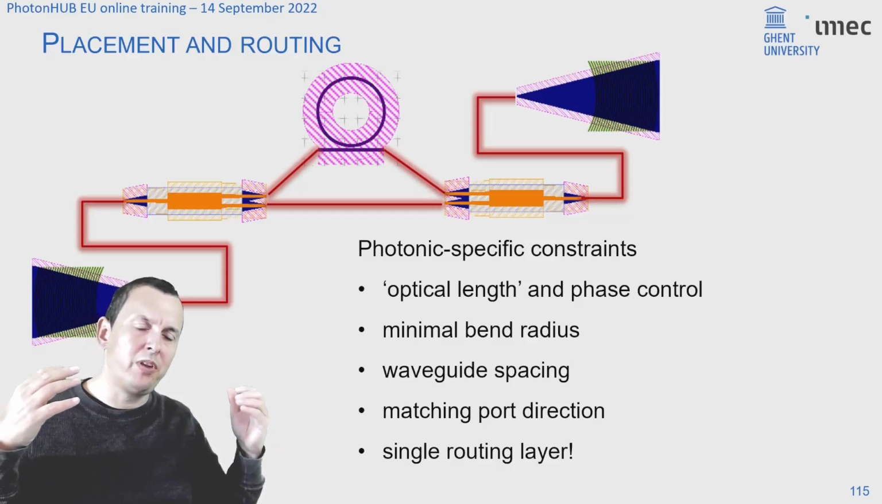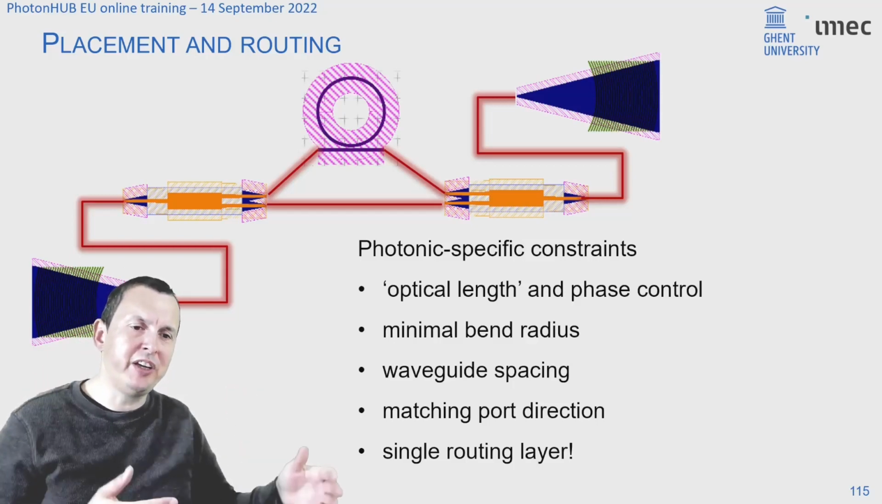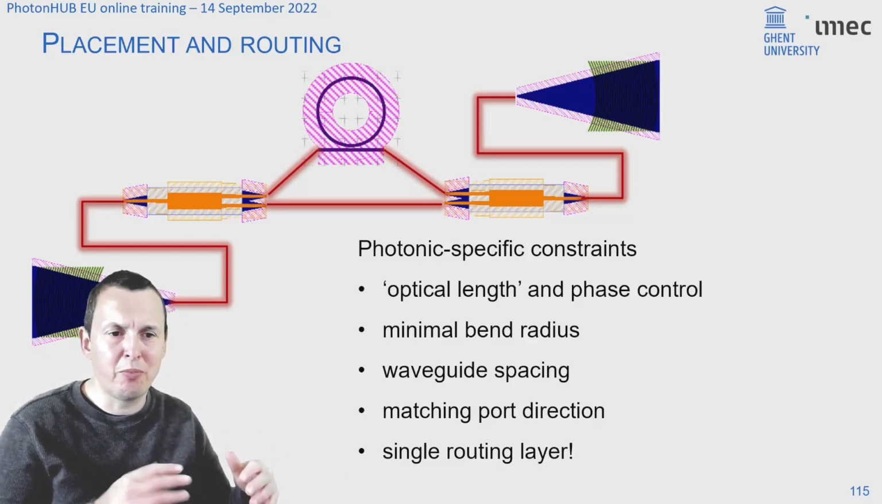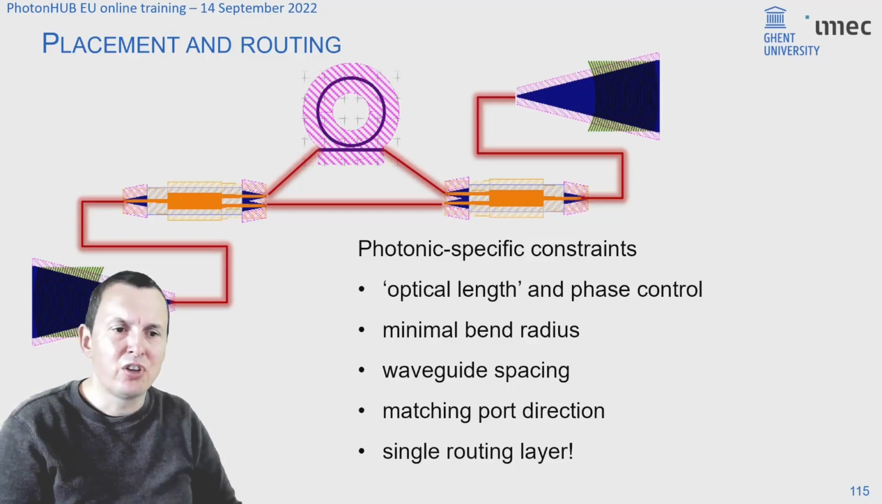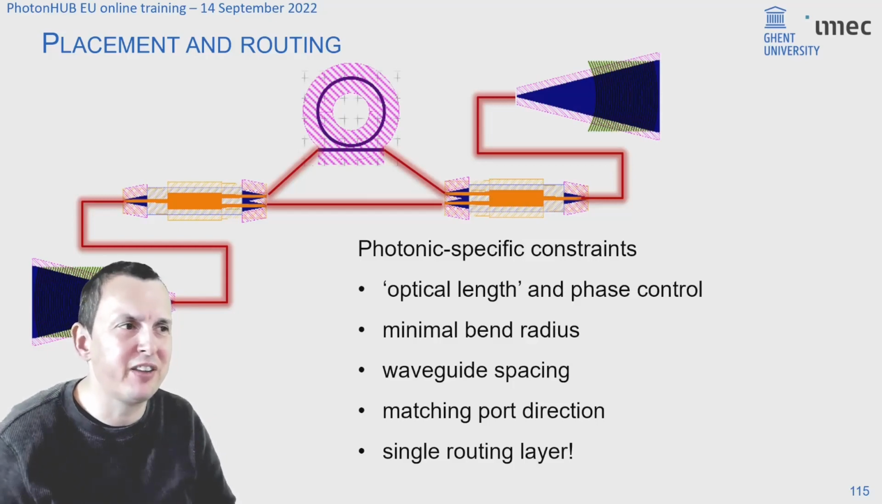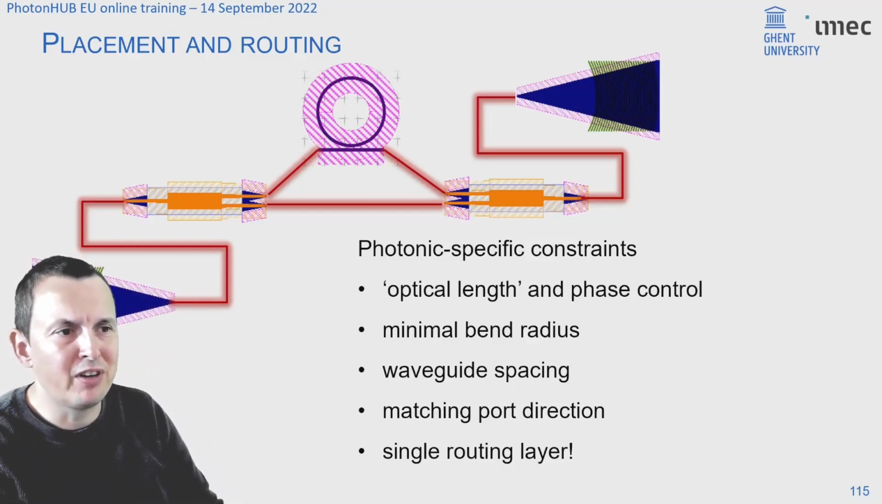So that basically means that you have to be very careful for waveguides not to cross, how you're going to route them. While for metal routing in electronics, you typically have multiple layers of metal. So you can easily make crossings, or you can jump to another level. In photonics, that's actually a quite complicated process if you have to introduce crossings.